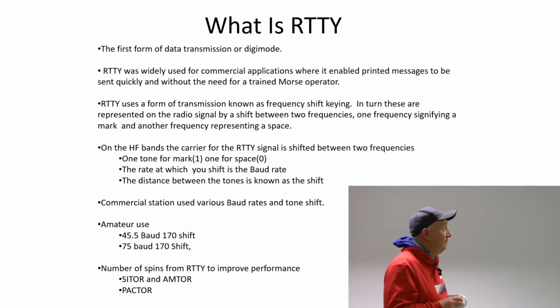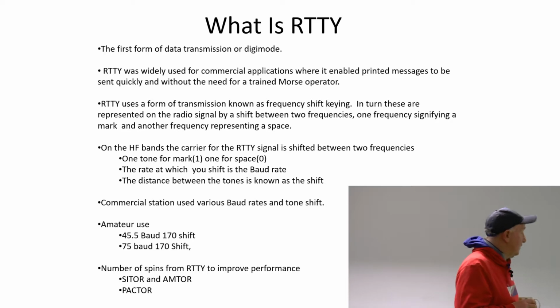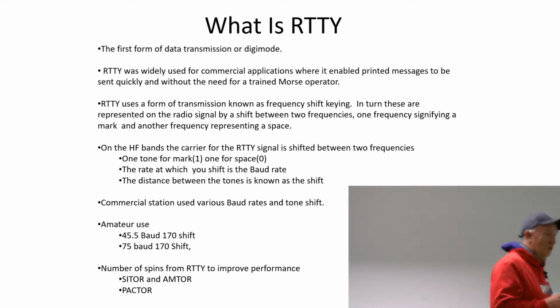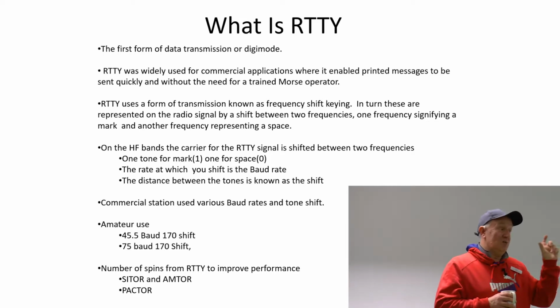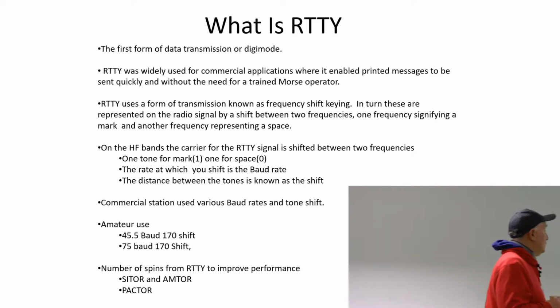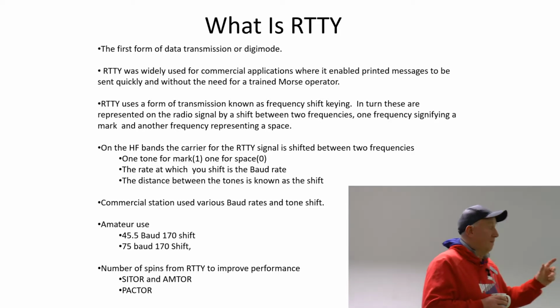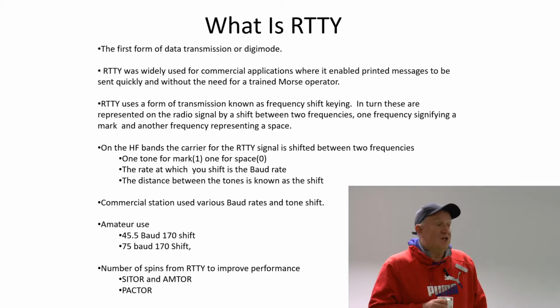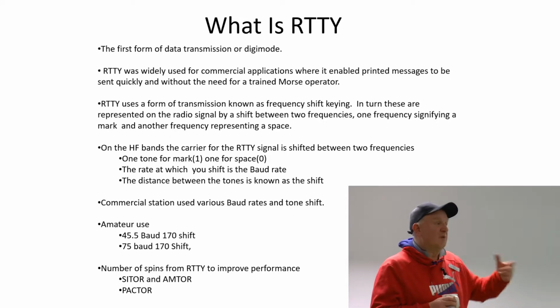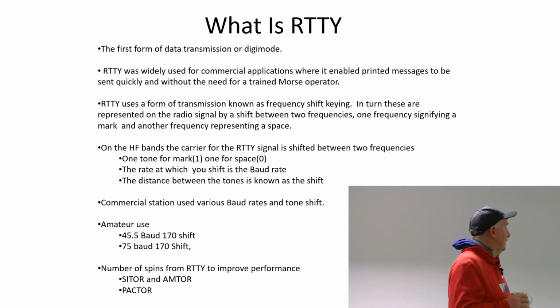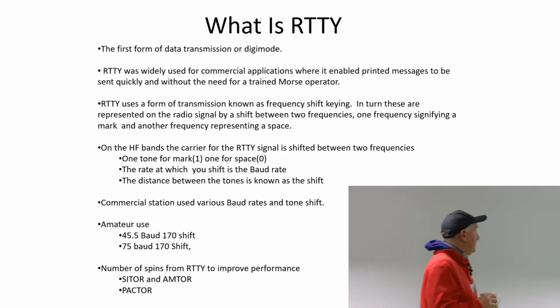Amateurs today use basically two shifts. They use 45.5 baud most of the time, with a shift of 170 hertz. So the two tones are 170 hertz apart at a speed of 45.5 baud. There is the occasional baudot competition, which uses 75 baud, so it's quite a bit quicker. And there have been a number of spin-offs from RTTY.